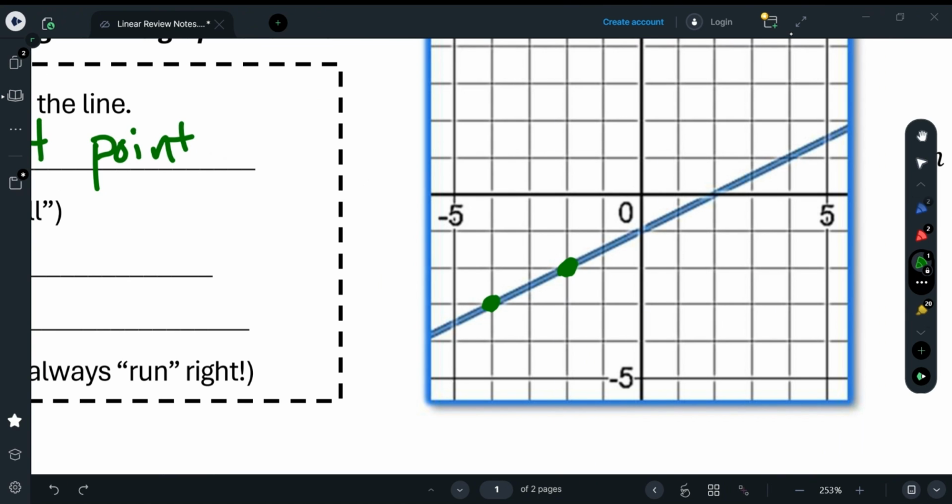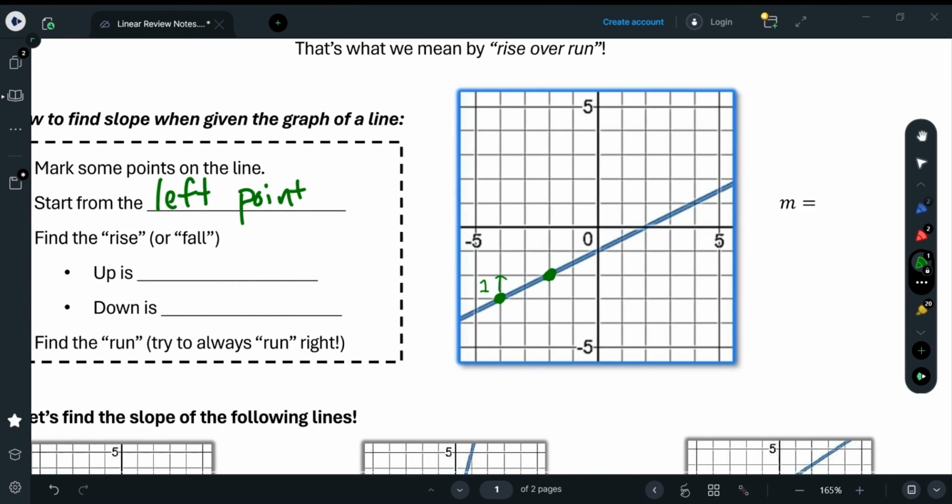Okay. So this is how much we're going up, just to the next line. So that's 1. We're going up 1 unit here. Okay, so the rise is a 1.